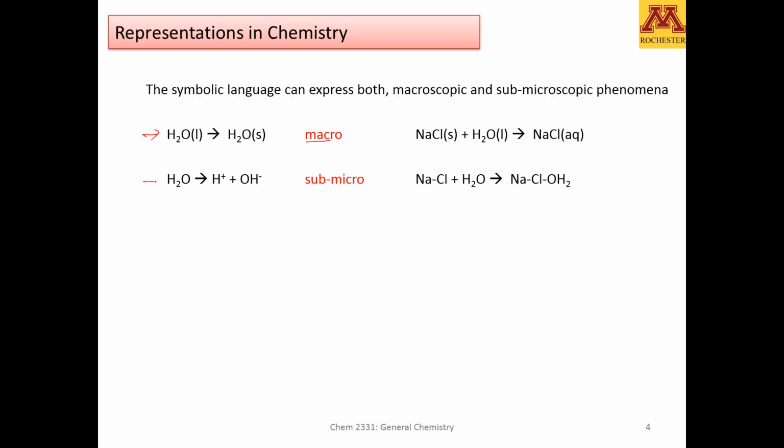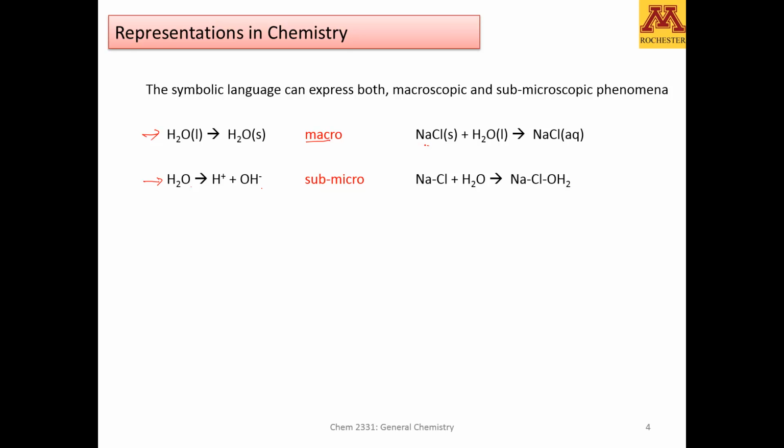Something different would be if we write H2O becomes H+ plus OH-. Now, notice that there is no phase associated here. This is one single molecule in which a hydrogen breaks the bond and becomes isolated, in this case just a proton, a positively charged hydrogen. In this case, the symbolic representation is used to represent an atomic or submicroscopic event.